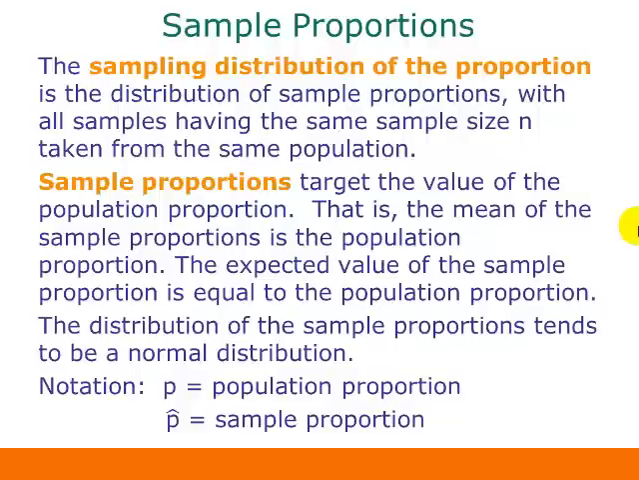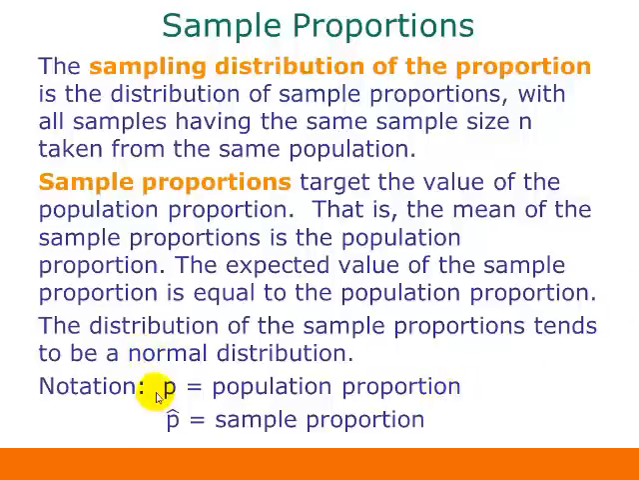Sample proportions target the value of the population proportion. That is, the mean of the sample proportions is the same as the population proportion. Another way to think about this is that the expected value of the sample proportion is equal to the population proportion. Again, the distribution of sample proportions tends to be a normal distribution.